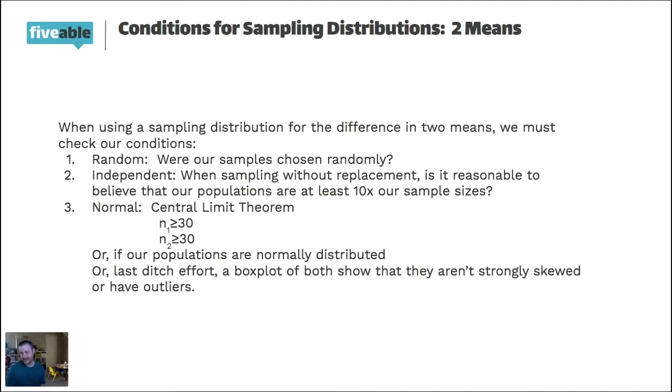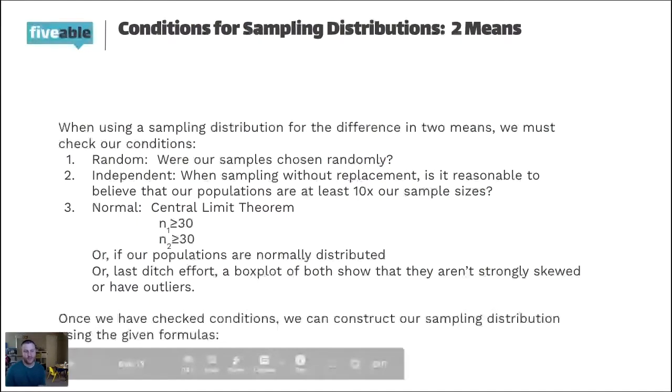Just make sure you end your whiskers and don't put another dot outside of it because that would be an outlier. But creativity, I guess, right? So again, once we've checked our conditions, we can construct our sampling distribution with the formulas.